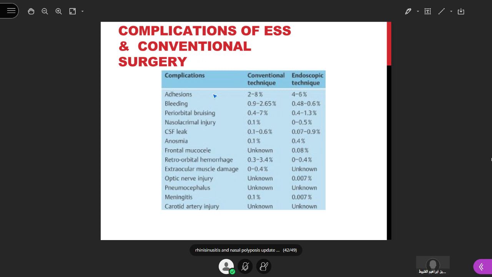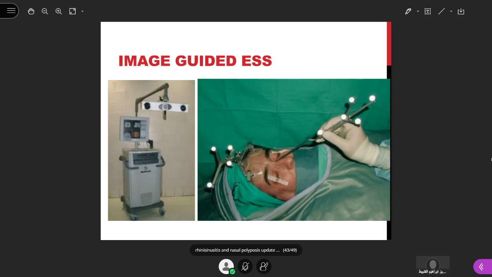Complications of endoscopic sinus surgery: adhesion is the most common complication, and the most feared one is retroorbital hematoma or hemorrhage.